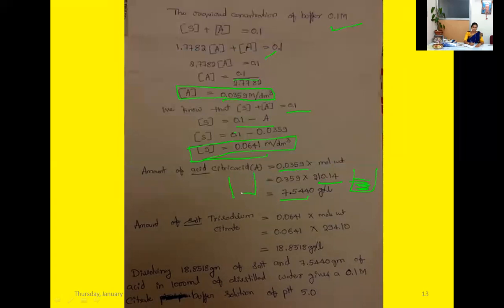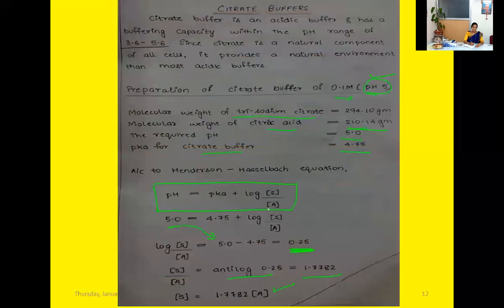If you are preparing for 15 ml, calculate it for 15 ml. This much is for a liter, gram per liter. How much for 15 ml? That much amount you need to dissolve in 15 ml of distilled water. Okay, amount of salt, that is trisodium citrate. Salt multiplied with the molecular weight. What is the molecular weight of the trisodium citrate given here?